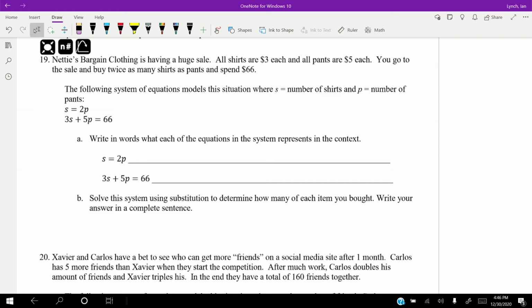Well, S equals 2P means you got twice as many shirts as pants. And then down here, the 3S plus 5P equals 66. That's how much you spent.